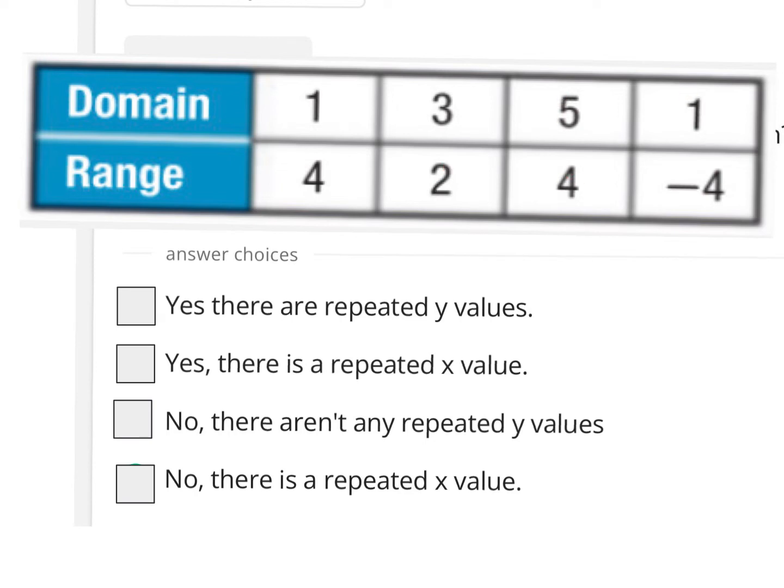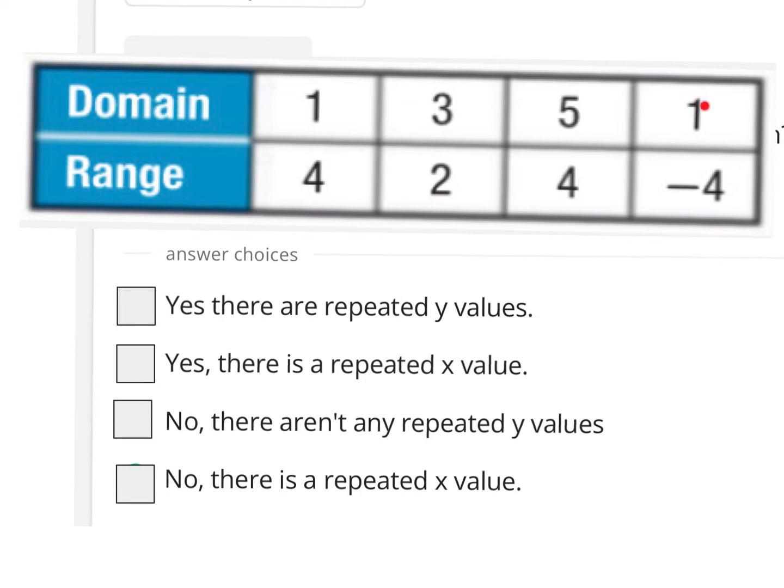So is this a function? Well, do you ever plug in the same number 2 times and get out different answers? If that does happen, remember, for a function, for each input, there has to be exactly one output. But right here, you plug in a 1, you get out a 4. That's like plugging in some dough and getting out a donut.